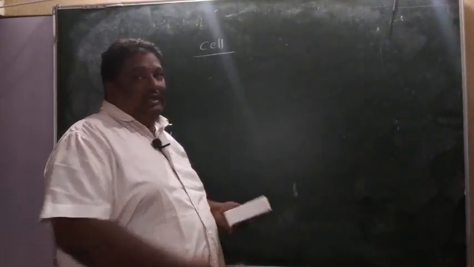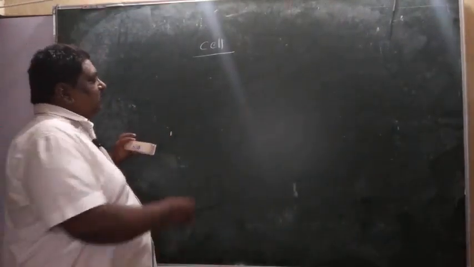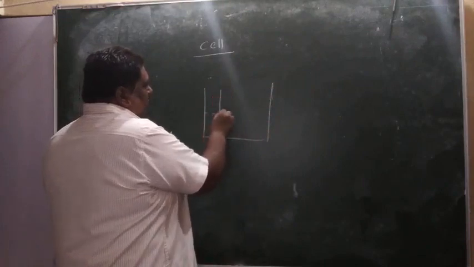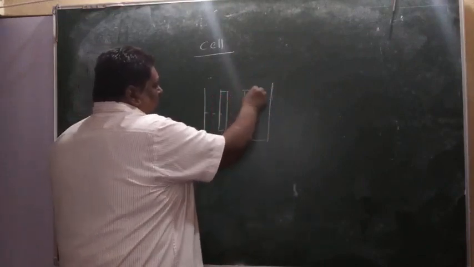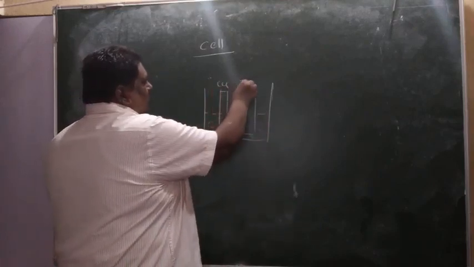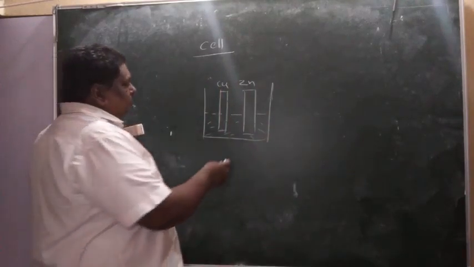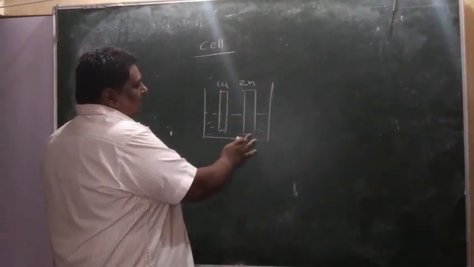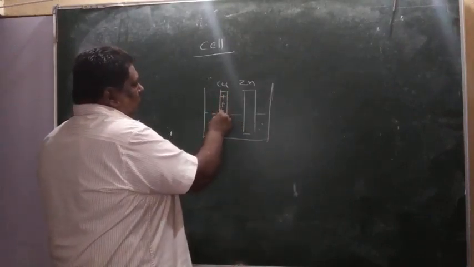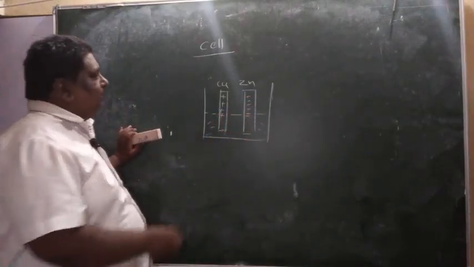First look here. Cell. Some concepts, look here. You all know a cell is nothing but a solution, like zinc sulfate, in which two electrodes are placed. One is made of copper, one is made of zinc. Due to electrolysis, this electrolyte divides into cations and anions. All positive cations join here, negative ions, anions, join here.